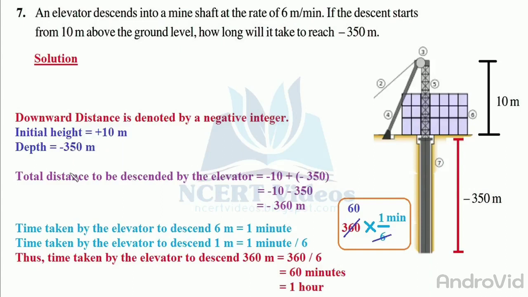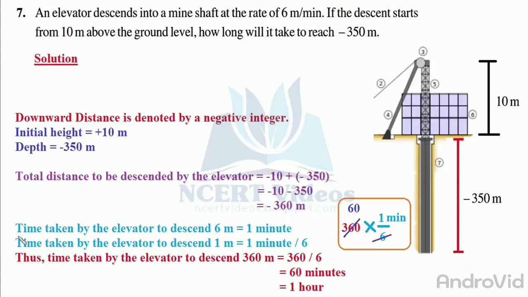The total distance to be descended by the elevator is this plus this. So minus 10, because if it is here, it has to go minus 10 first down. Therefore, we took it as minus 10. Then plus what we have to add to this 350, because ultimately it has to reach here from here. Therefore minus 10 and minus 350 gives you minus 360. It is not this distance, the actual distance is this.